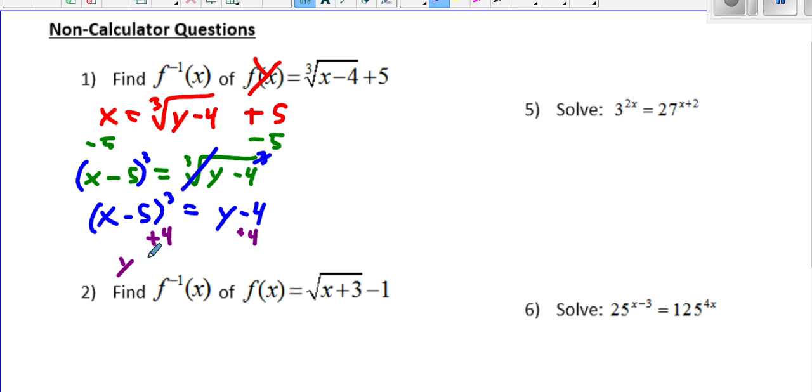and you get y equals x minus 5 in parentheses to the third power, and then we added the 4 over, so plus 4. Now, to be official, you don't want to write y equals, you want to write f inverse of x. Just put the notation that they gave you in the problem.